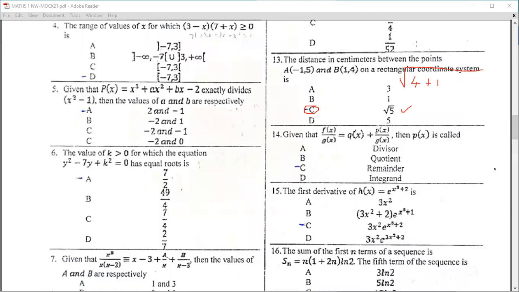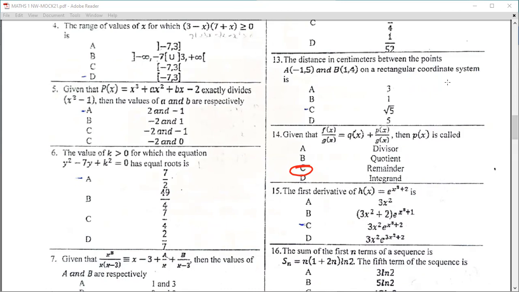Question 14, we have given that f of x on g of x is equal to q of x plus p of x on g of x, then the polynomial p of x is called. So first of all, let me throw light on this. We know that for polynomial division, dividend divided by divisor. So the dividend here is f of x divided by divisor, which is g of x, is equal to the quotient plus the remainder. The remainder is p of x. Now all that on g of x. So how do we call this function p of x? It is called the remainder.